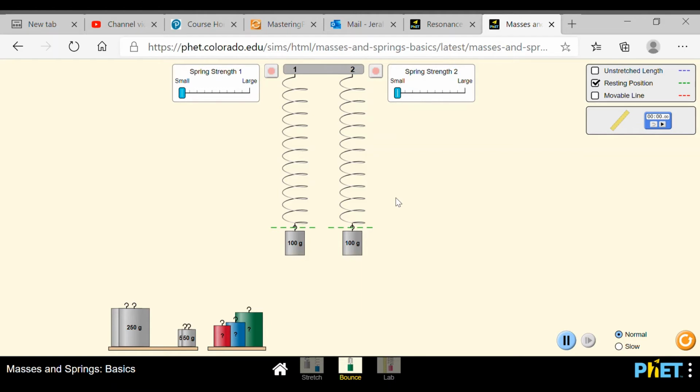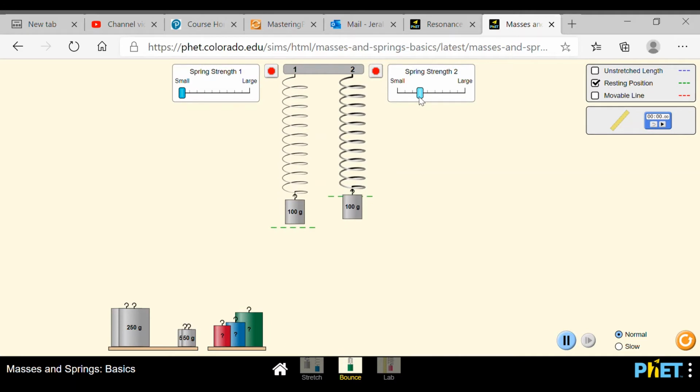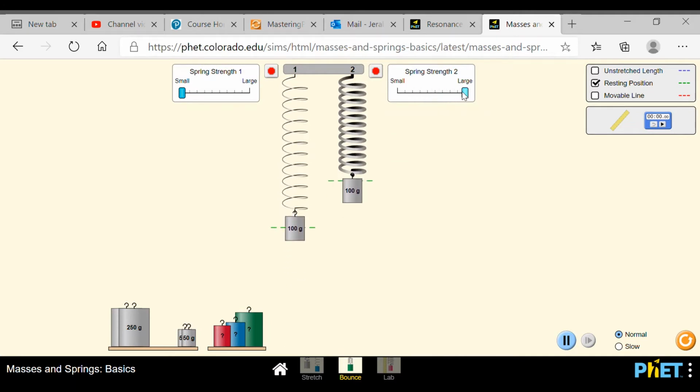The next thing we're going to investigate is the effect of the spring constant on the pendulum. So again, let's get this one over here on the left moving. I'm going to pull it down like this and let it get started. And on the one on the right, up here you can see this little slider. I can adjust the spring and make it stiffer.